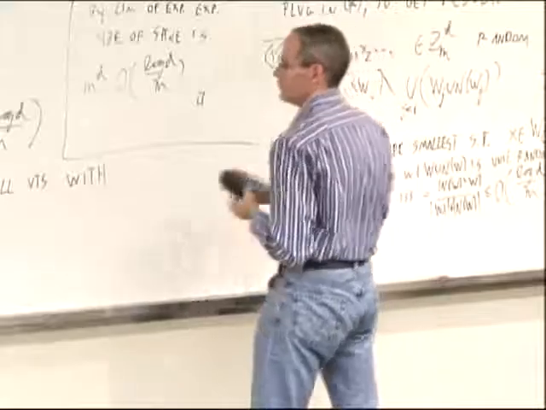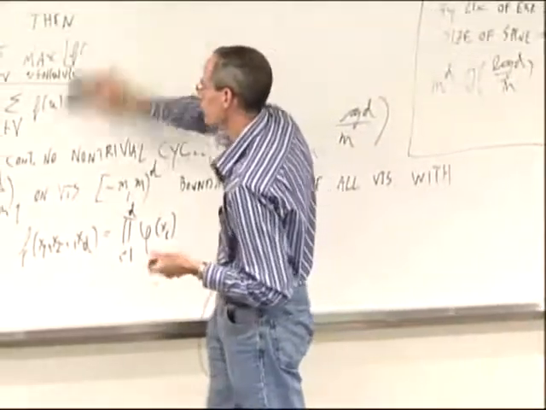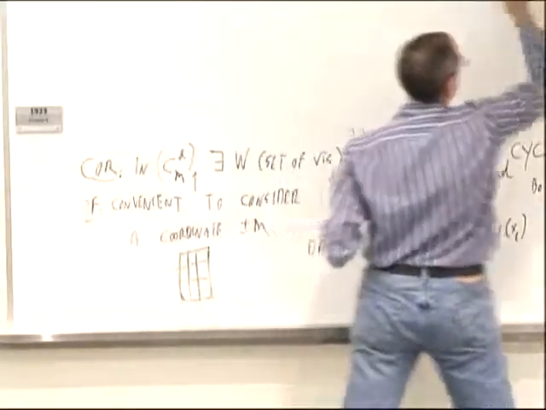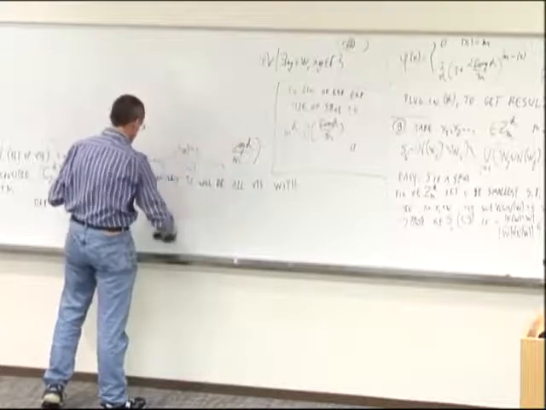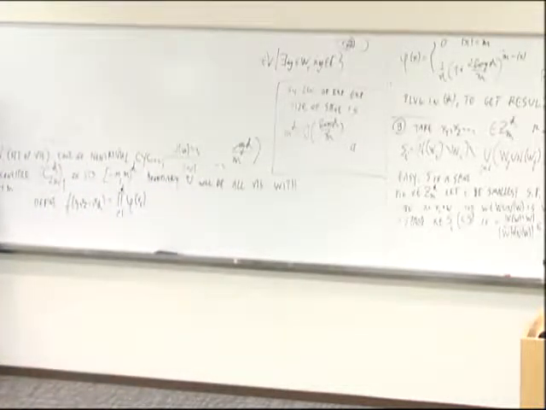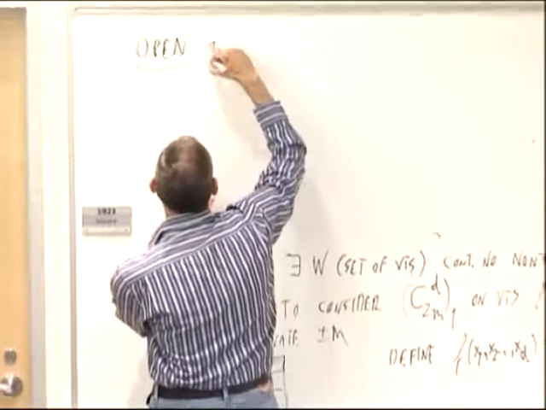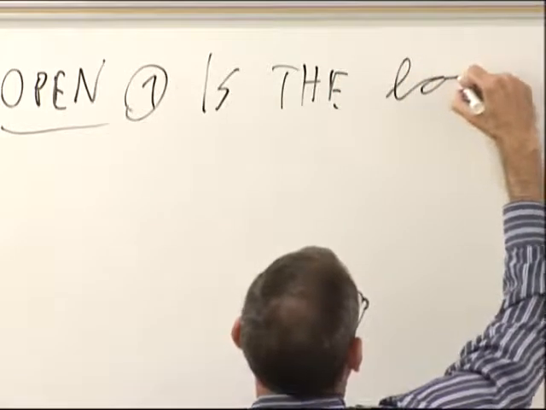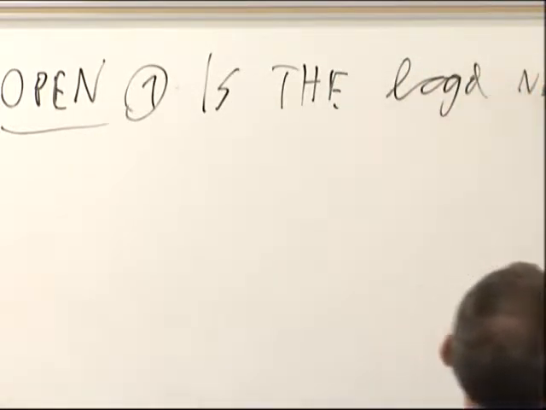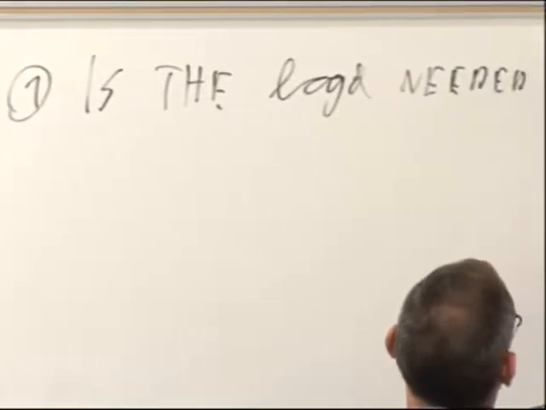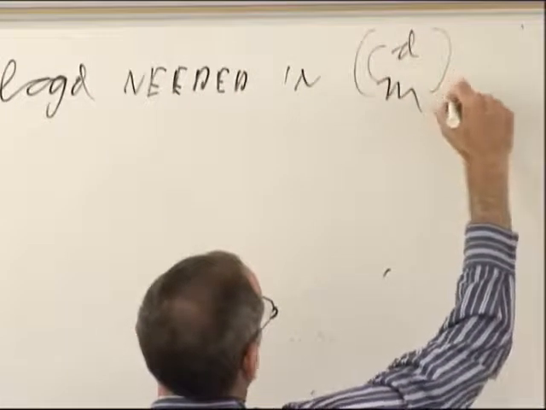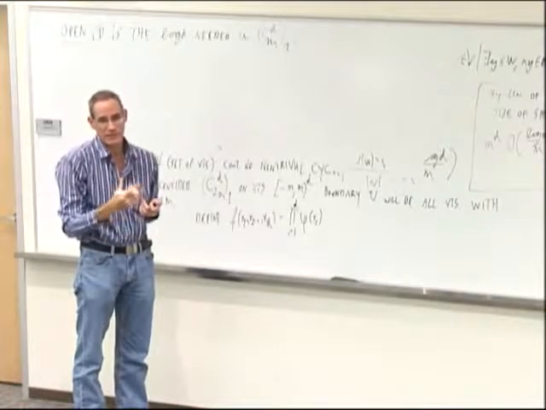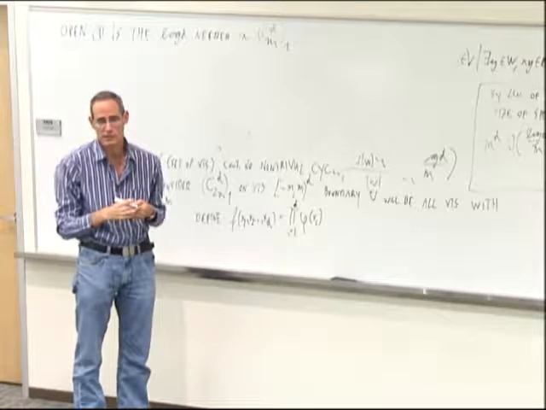Let me just write two problems. Maybe I mentioned both. And then that will be the end. So two things that look interesting. One is: is the log D needed in this CMD one, in the proofs that I sketched? So maybe it's a constant over m. It's not clear. Yeah, I don't know.